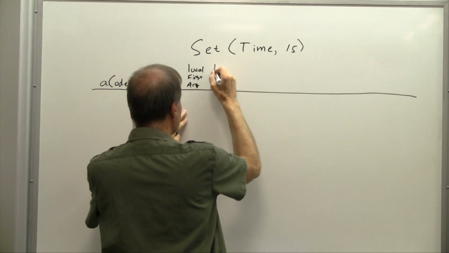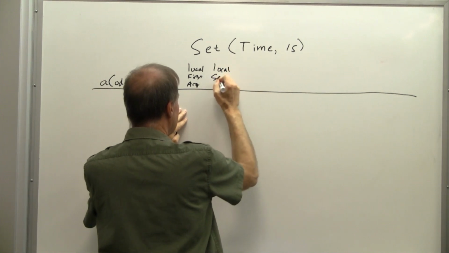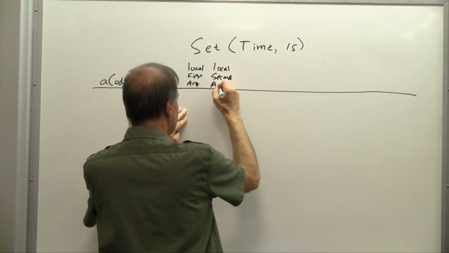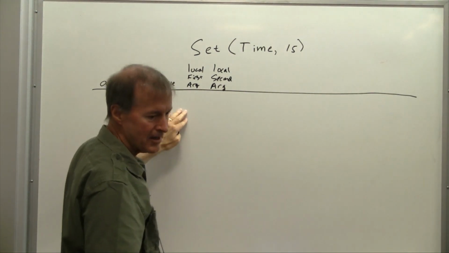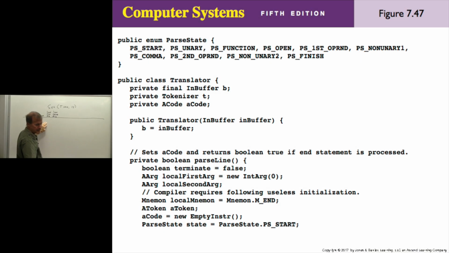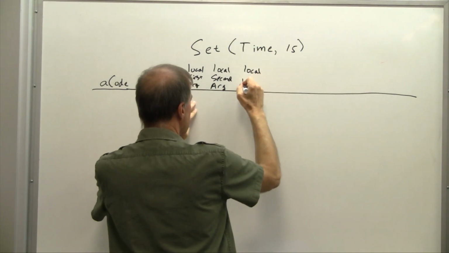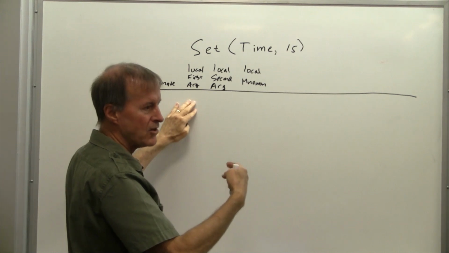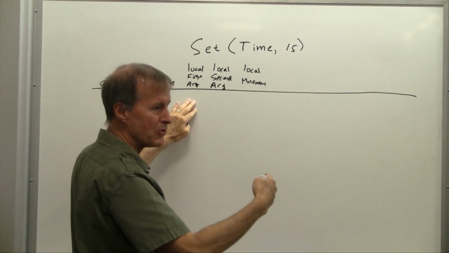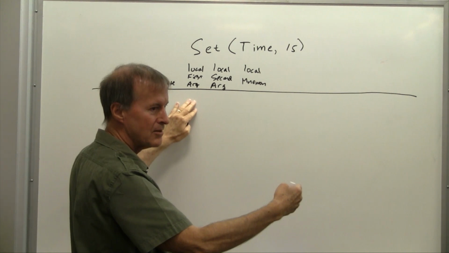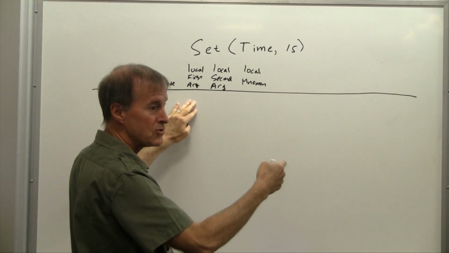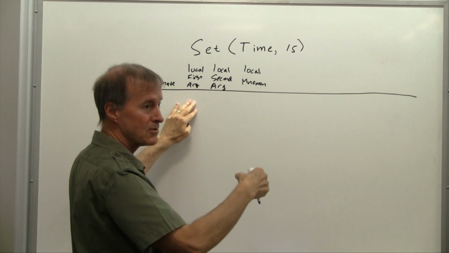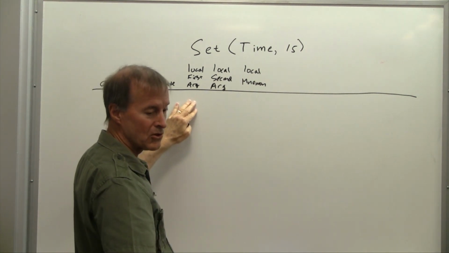So we have local first arg, we have local second arg, and then we also have a local mnemon. What these are going to do is collect values, and as we go through, once we have discovered a valid code record, we are going to use these values in the constructor to create the code record, to create the code object.